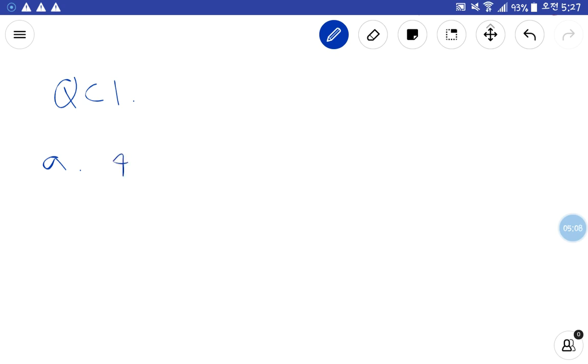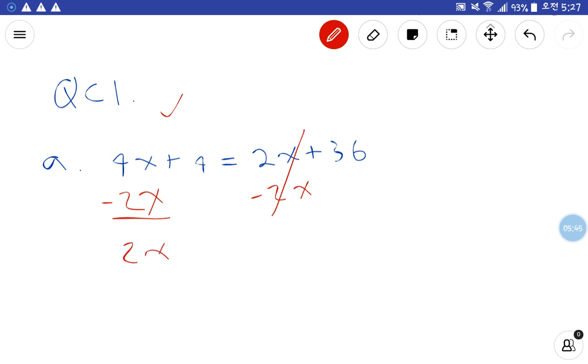So now what? 4x plus 4 equals 2x plus 36 is my question. So guys, think about it. Which side is going to be our variable side? Which number is bigger, 4 or 2? 4 is bigger than 2, so my variable side is going to be this side. Now my goal is to cancel 2x out, so minus 2x each side, so that I can cancel my 2x from my right side. Then you would have 2x plus 4 equals 36.